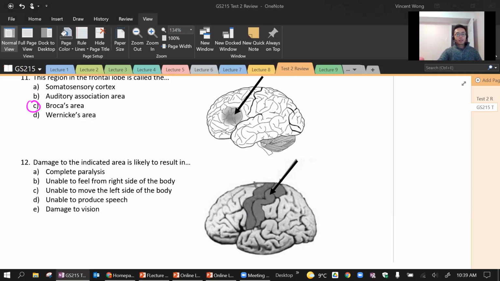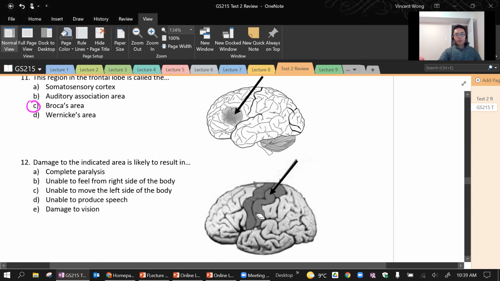Okay, so this is the primary somatosensory cortex of the left brain. If you damage that, you will not be able to feel from the right side. Okay, that's the answer.